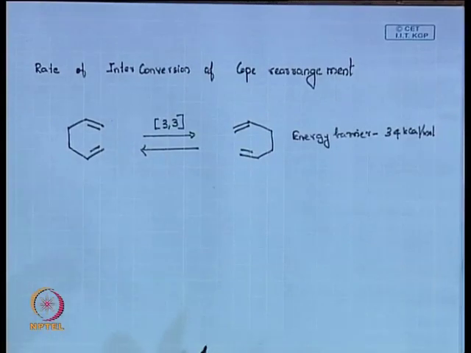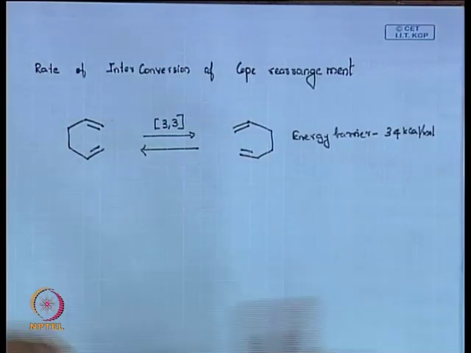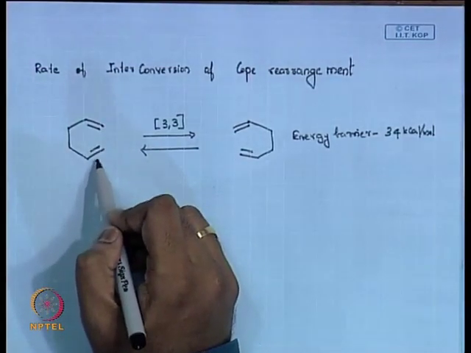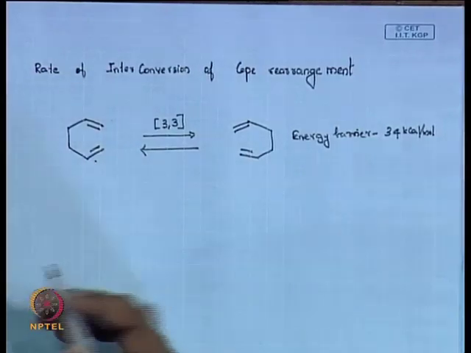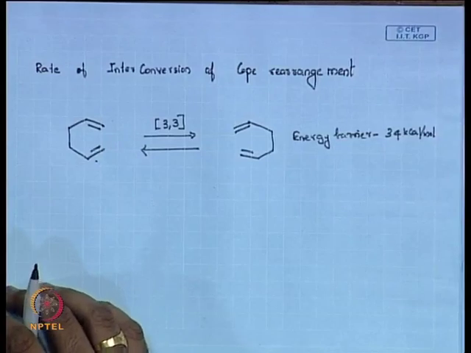If I want to increase this rate of interconversion, I want to make this interconversion very fast, what do I have to do? Any idea from your side, any suggestion? I want to make this energy barrier less and interconvert this very fast. You can have substitution at the 3 position. Any other? Yeah, good suggestion, because you can do your Oxy-Cope. That comes under that category.